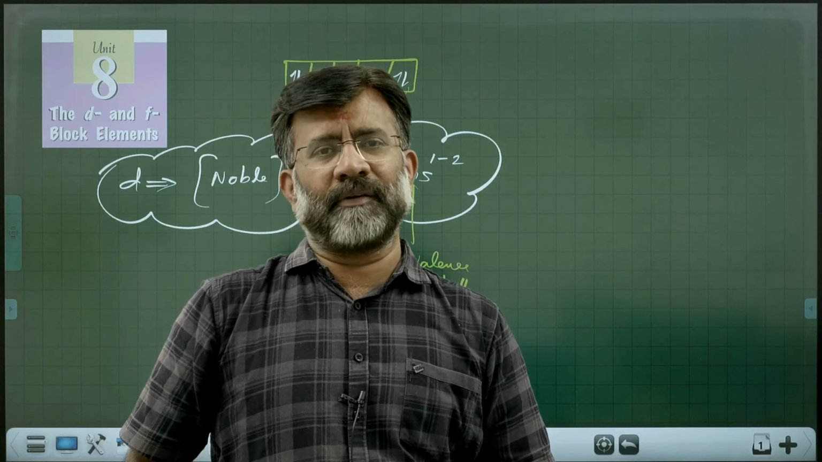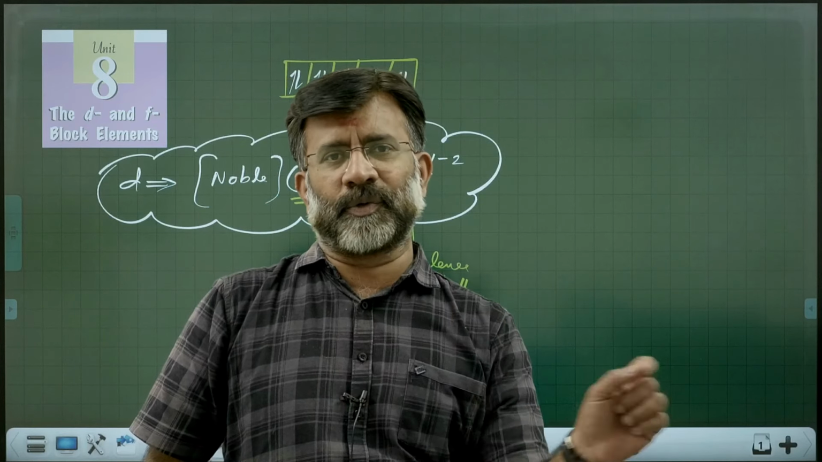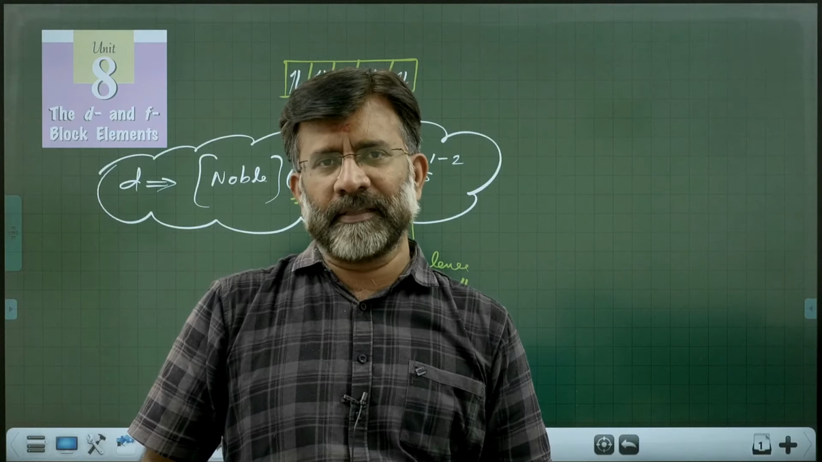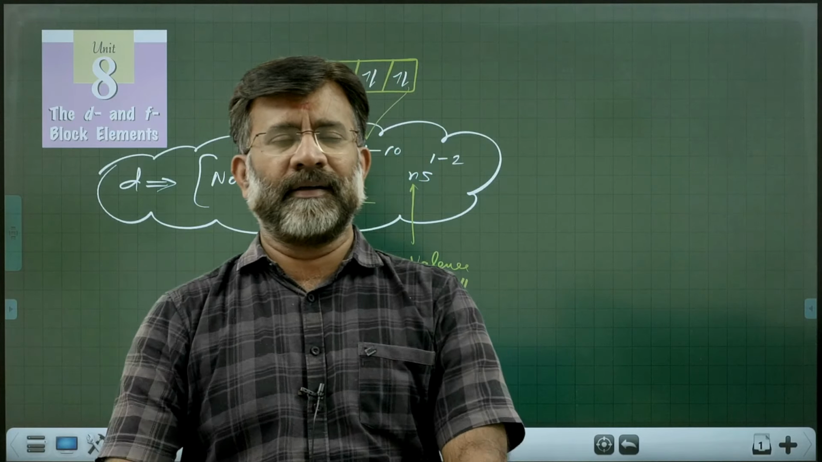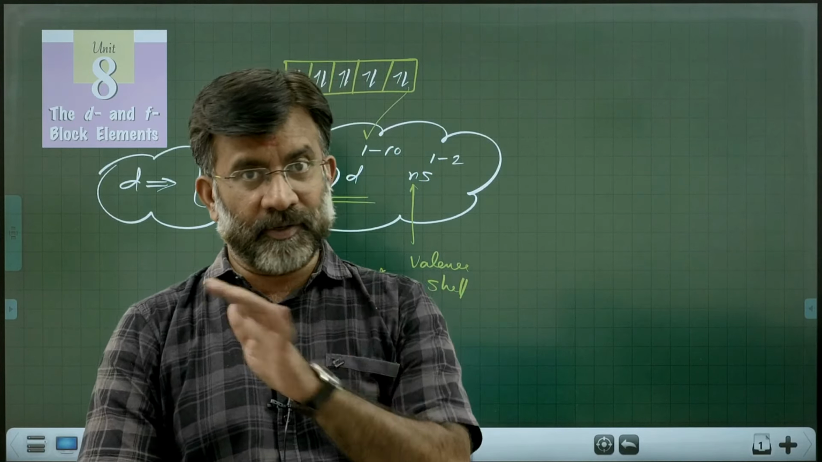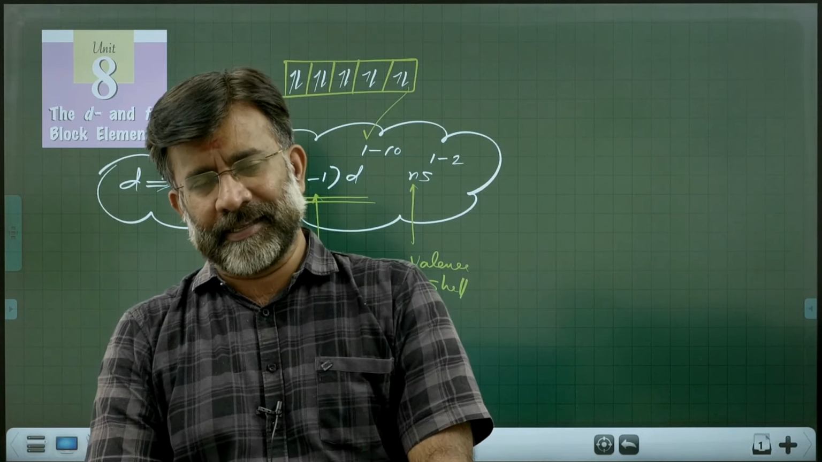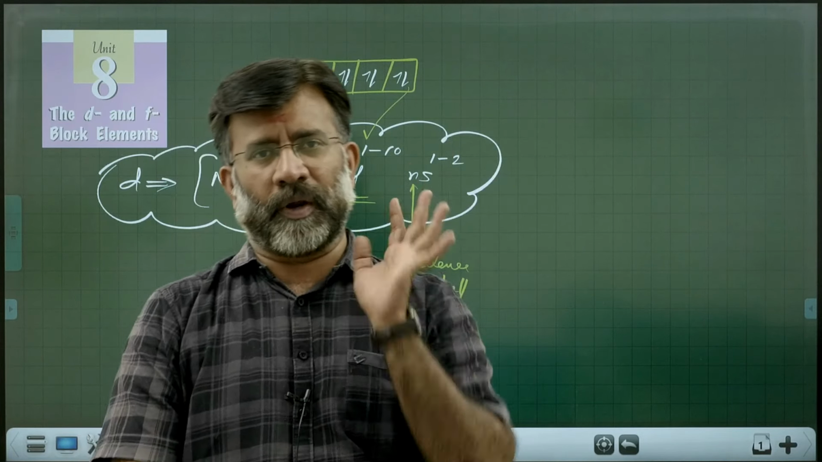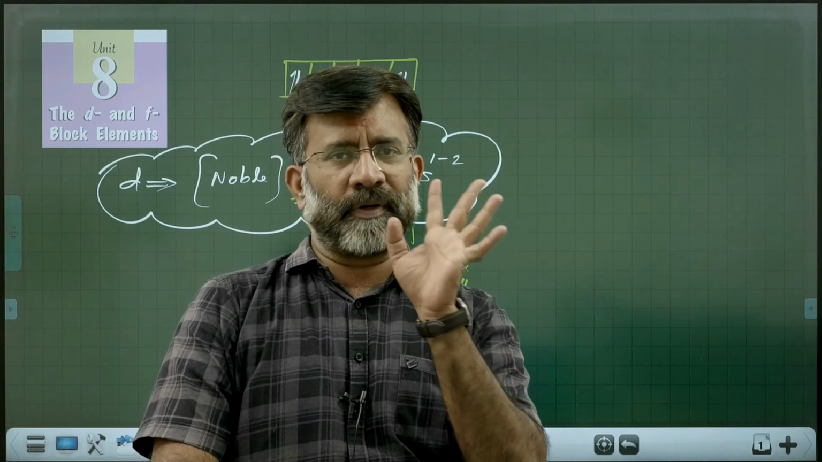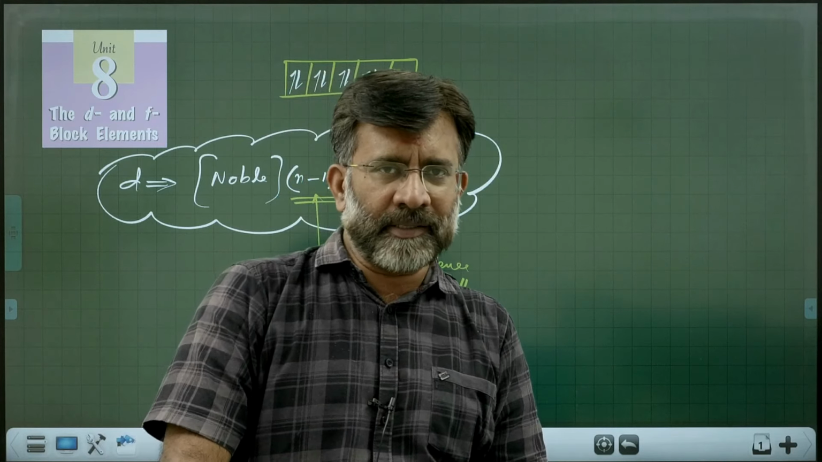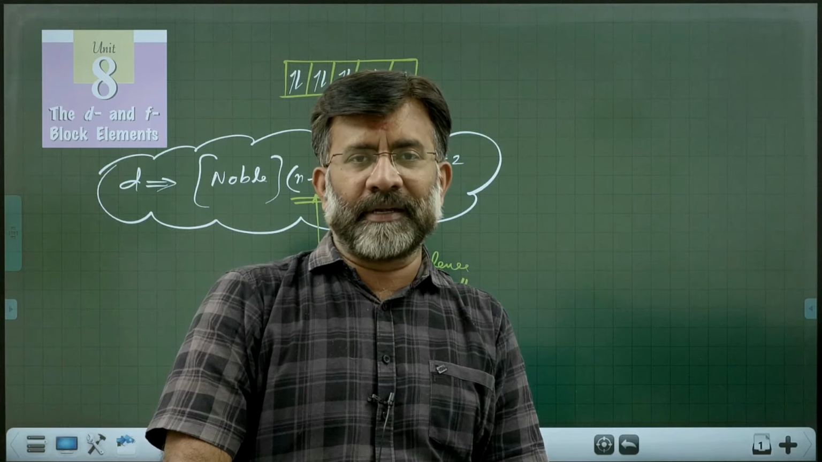D orbital filling, all of you know, is 1 to 10. Obviously, there are 10 groups in the block, 10 elements in a series. That is why group 3 to 12, 10 groups, are present, because D orbital filling occurs.